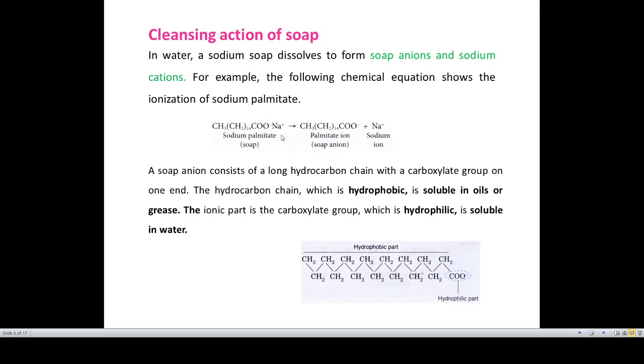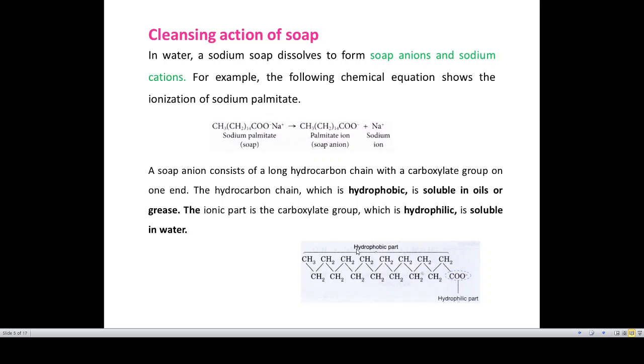Now, let us take the soap as an example and understand the process of cleansing action of the soap. As we know, a soap is a sodium salt of a long chain fatty acid like sodium palmitate. So, when we take the soap and dissolve it in water, it results in the formation of an anion, that is the palmitate ion, and a sodium cation. So, for example, here we have taken the soap to be sodium palmitate. Upon ionization in water or aqueous media, we get an anion with a long hydrocarbon chain and a carboxylate group, that is a carboxylate anion, and along with that we have a sodium ion.